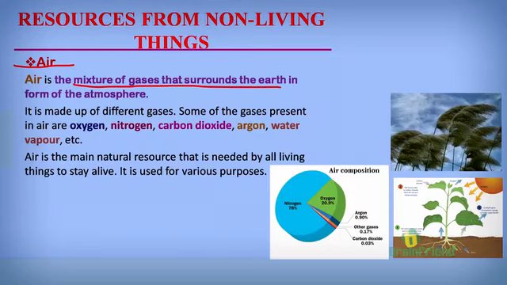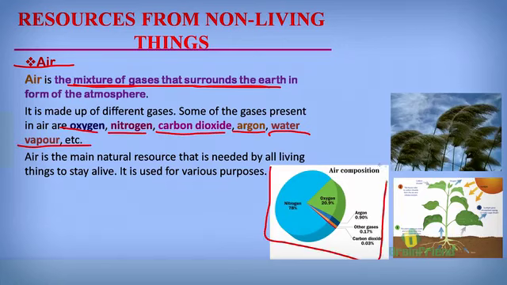So the earth is made up of an atmosphere. That atmosphere is simply a mixture of different kinds of gases. And in this mixture, we have air. Air contains different kinds of gases. That is why it is a mixture of gases. Some of the gases that are present in air include, I'm sure you know some of these gases already, oxygen, nitrogen, carbon dioxide, argon, water vapor, and so on. All of these gases are present in air.